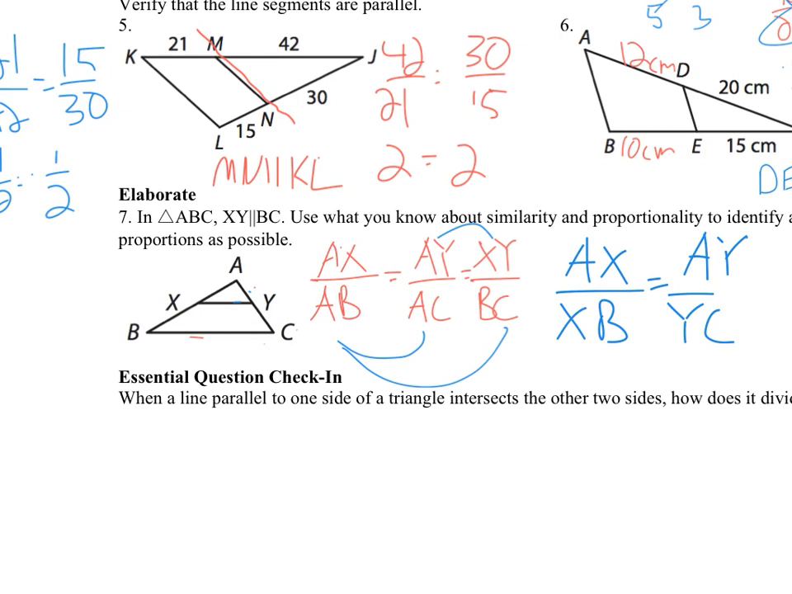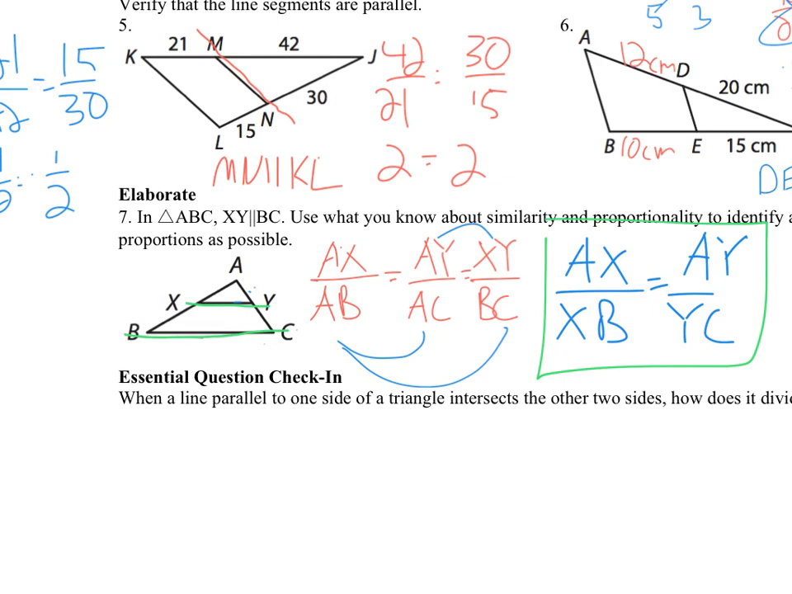Now, one thing we have to pay attention to, for that to be true, or to be able to use that, what needs to be true in our triangle? For this statement to be true, AX over XB is equal to AY over YC, we have to know that XY is parallel to BC, or be trying to prove that.